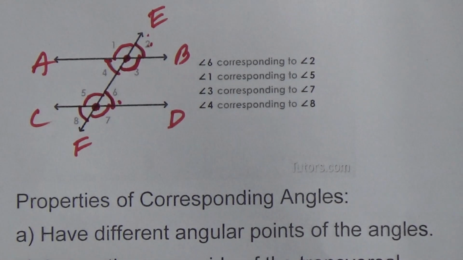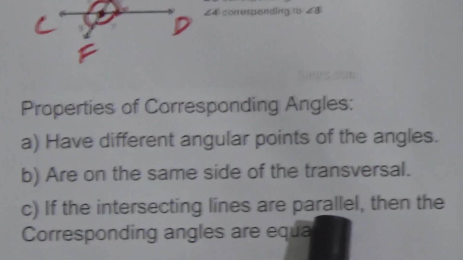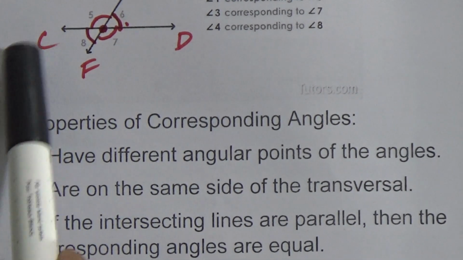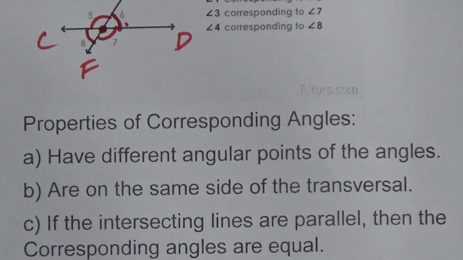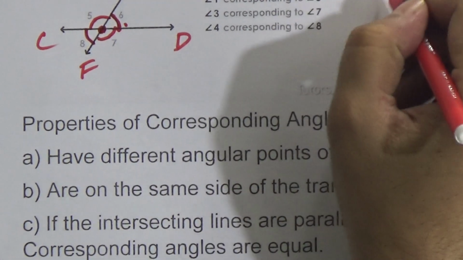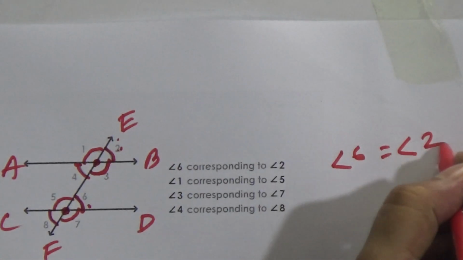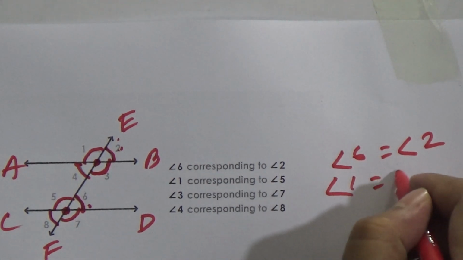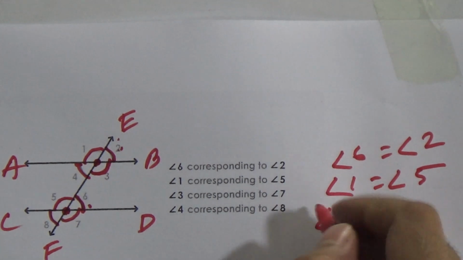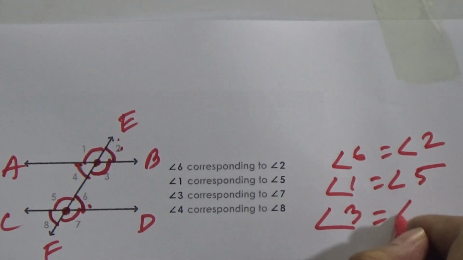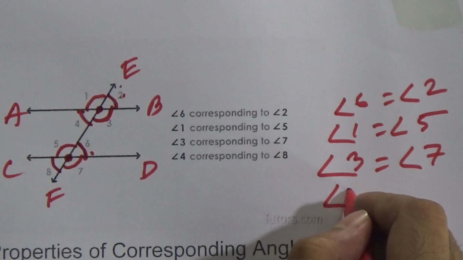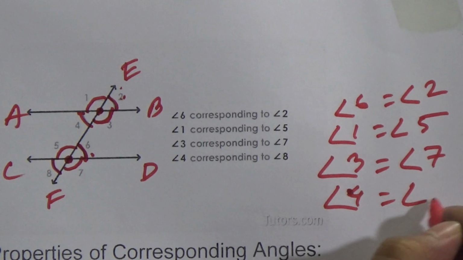Now, the last property: if the intersecting lines are parallel, then the corresponding angles are equal. When these two lines AB and CD are parallel, then the corresponding angles will be equal. It means that angle 6 will be equal to angle 2, angle 1 will be equal to angle 5, angle 3 will be equal to angle 7, angle 4 will be equal to angle 8.